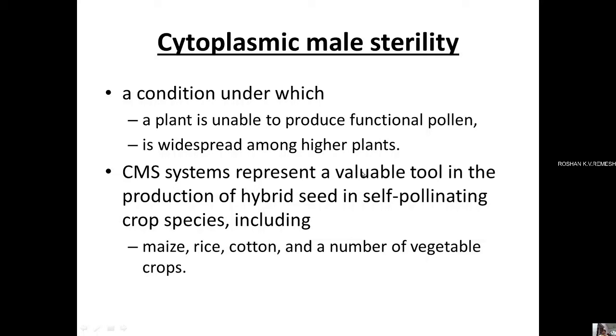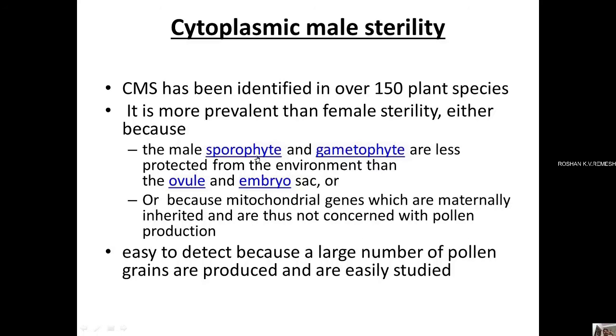This condition can be used as a valuable tool for the production of hybrid plants in some of the self-pollinating crops like cotton, rice, maize, and some other vegetable crops, etc. Cytoplasmic male sterility has been identified in more than 150 different plant species.